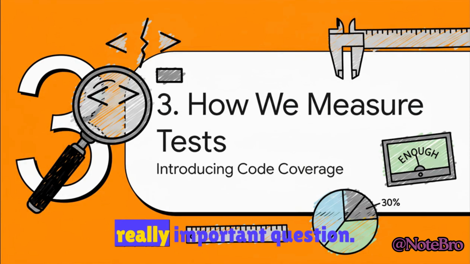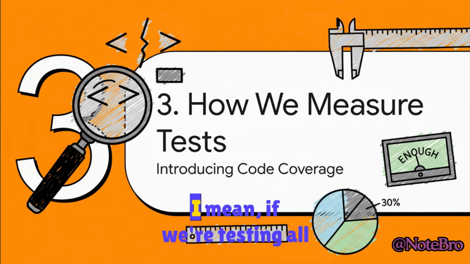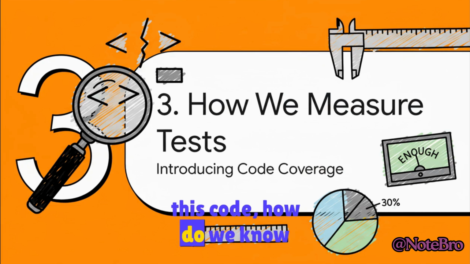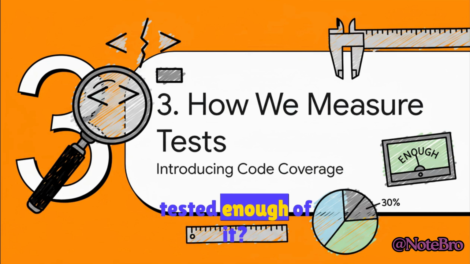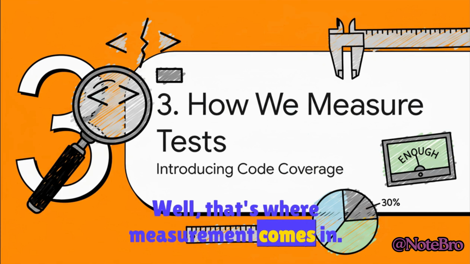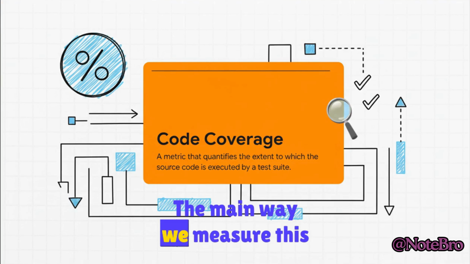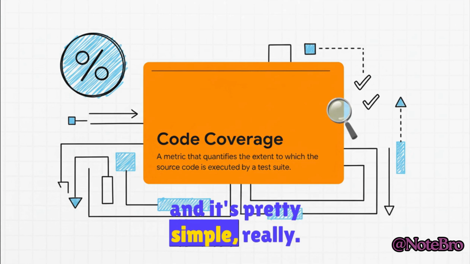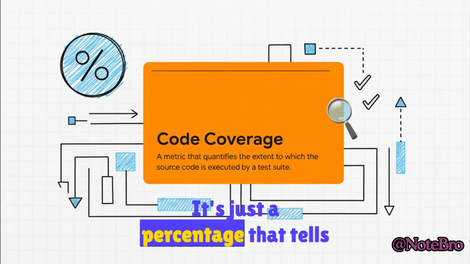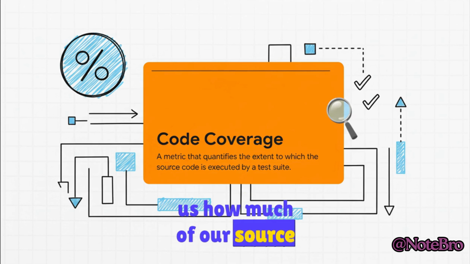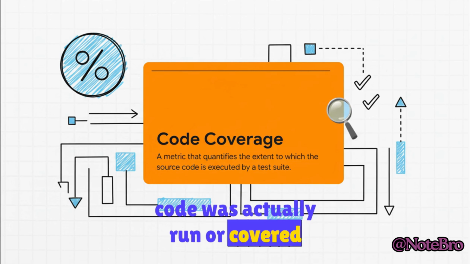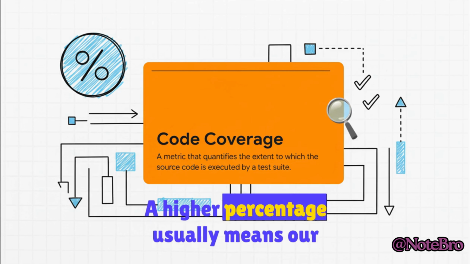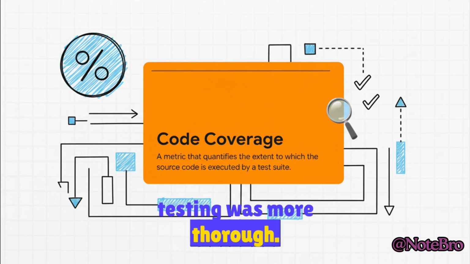And this leads us to a really important question. If we're testing all this code, how do we know if we're doing a good job? How can we be sure we've tested enough of it? Well, that's where measurement comes in. The main way we measure this is with something called code coverage. And it's pretty simple, really. It's just a percentage that tells us how much of our source code was actually run or covered by our tests. A higher percentage usually means our testing was more thorough.